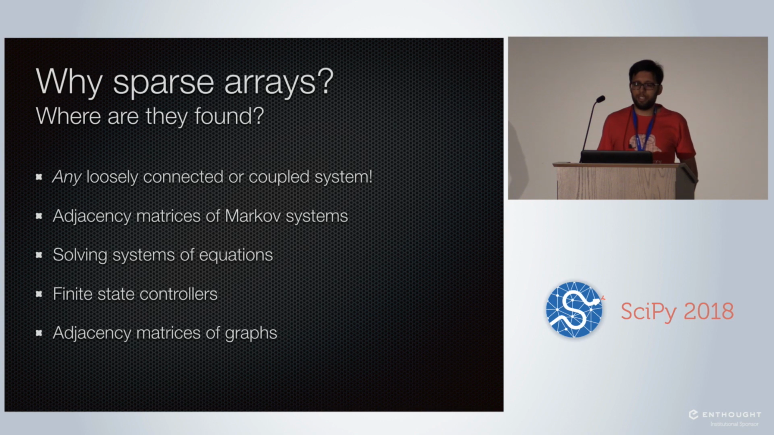Where do you find sparse arrays? Think of any physical system that's loosely coupled, that doesn't have too much coupling between its various states or components. Think of adjacency matrices or transition matrices of practical Markov systems. This is a very good example for sparse arrays. Think of solving systems of equations. You get sparse gradients, or maybe even sparse Jacobians, when you do solutions of these equations. Finite state controllers have matrices or arrays that are very sparse. And I just see matrices of graphs, because graphs are usually not really highly connected in most situations.